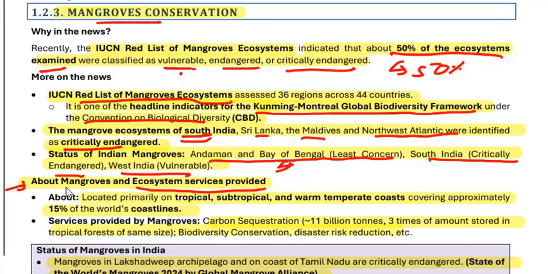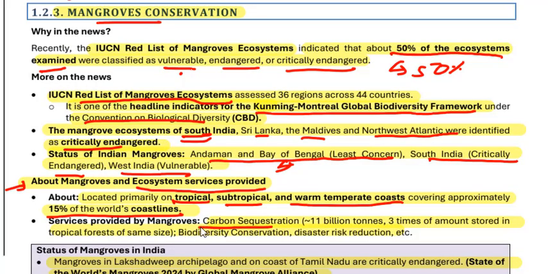This is about mangroves and the ecosystem services provided. It is written here that they are located primarily in the tropical, subtropical and warm temperate coasts, covering approximately 15% of the world's coastline. Okay, services provided by the mangroves.